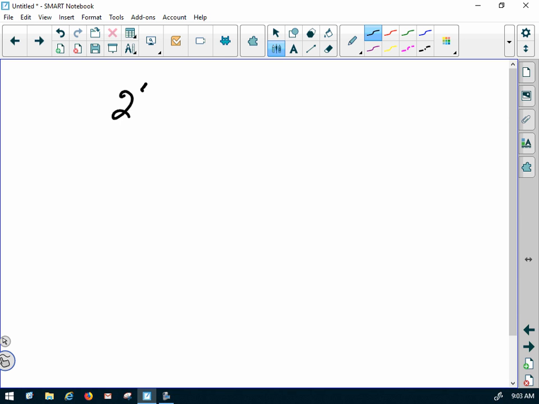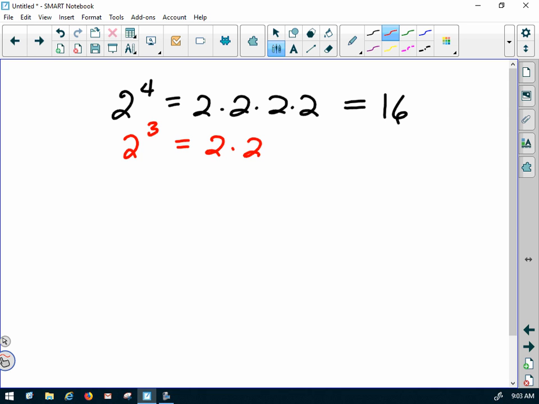We know that 2 to the 4th power in expanded form is this, but as an answer multiplied out would be, what is that? I'm waiting. 16, right. Yeah. 2 to the 3rd power, 2 to the 2nd power.